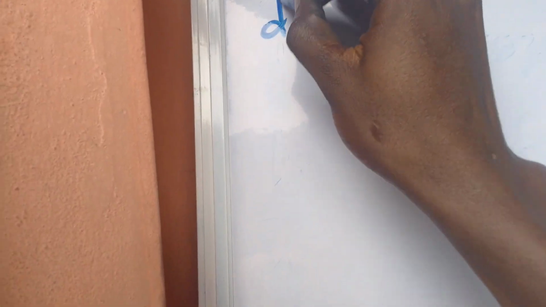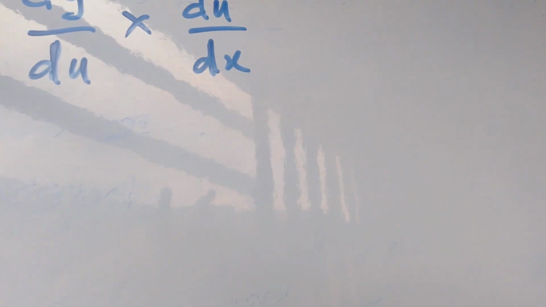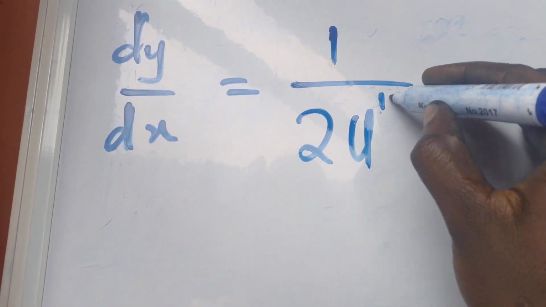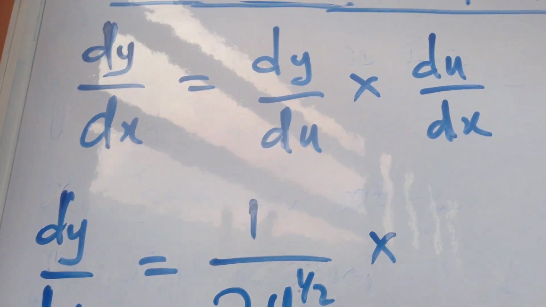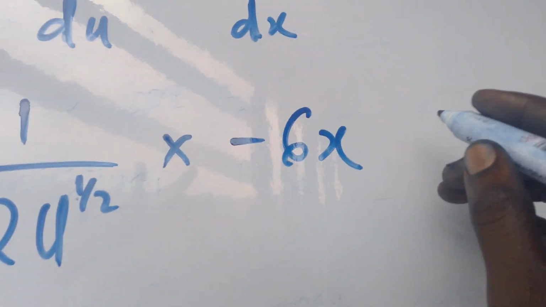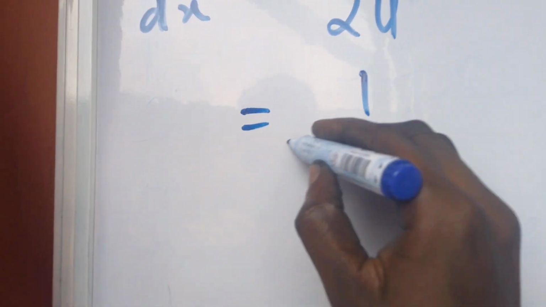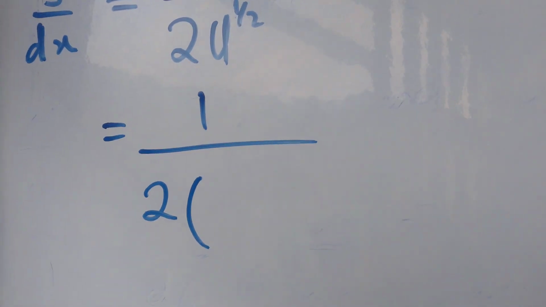Okay, so dy/dx is dy/du times du/dx. The value of dy/du is 1 over 2u raised to the power of half, times du/dx. du/dx is minus 6x squared. So this now is equal to 1 over 2 times the value of u.